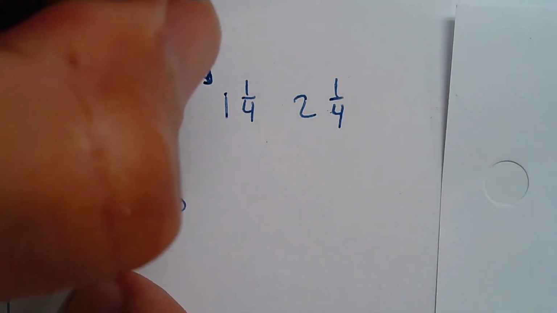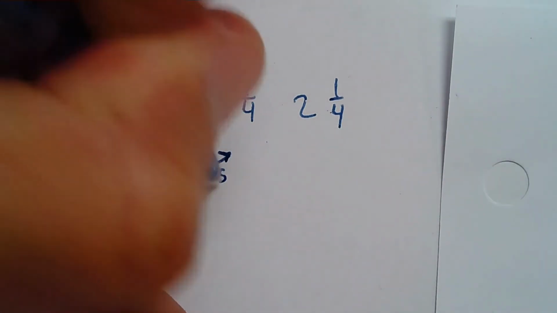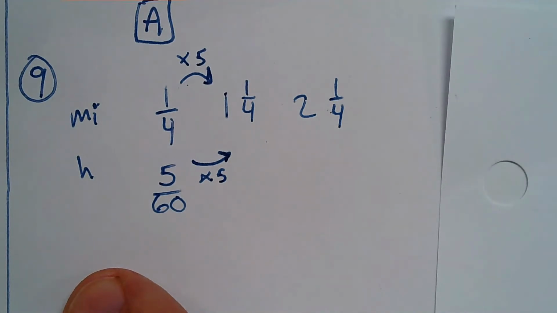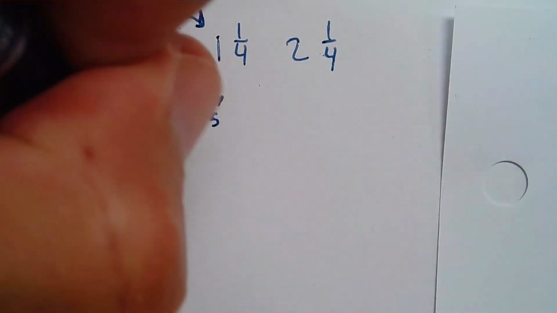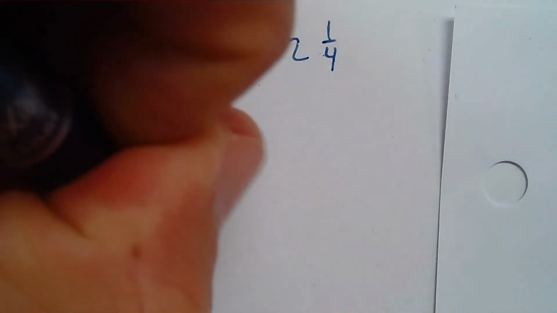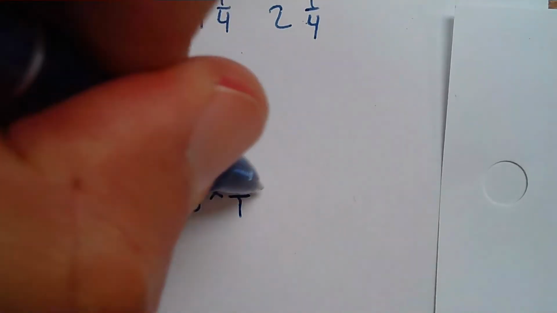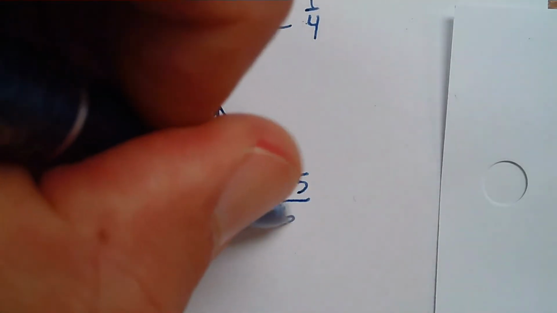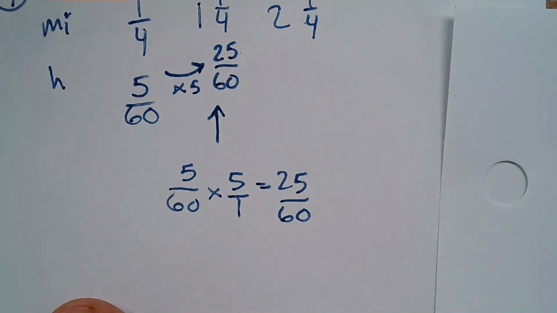So I would have to multiply this by 5. And 560 times 5. So I would have to say 5 out of 60 times 5, which is the same thing as 5 over 1, is 25 over 60. So this would be 25 over 60.